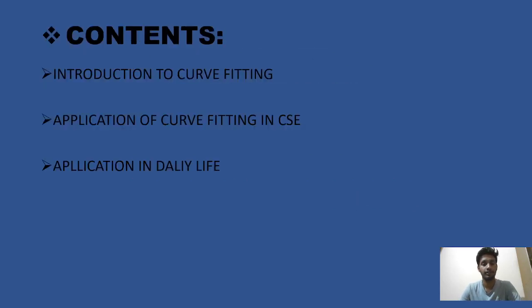Introduction to curve fitting, applications of curve fitting, applications in daily life. So we'll just see about all these, about different applications and how they're useful to us.